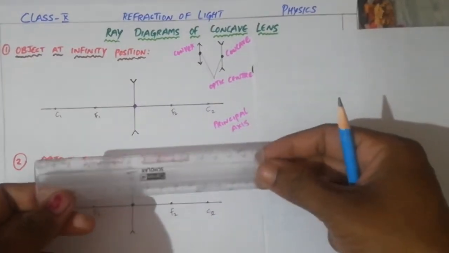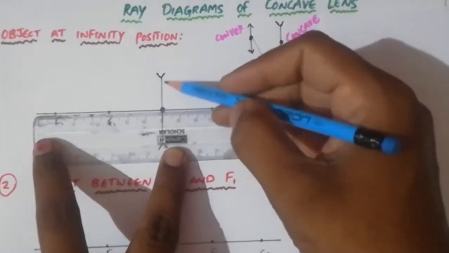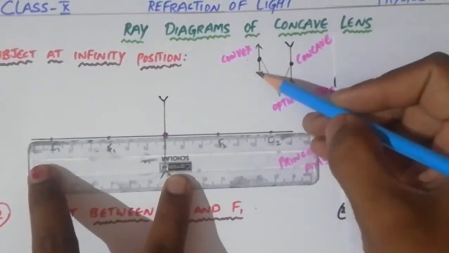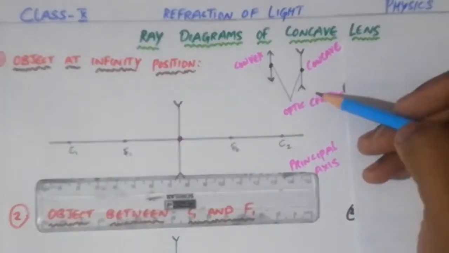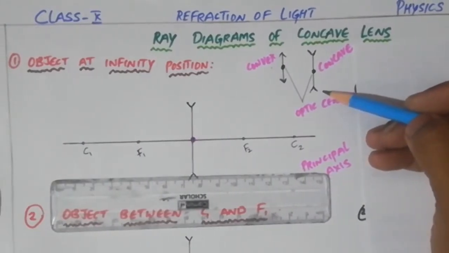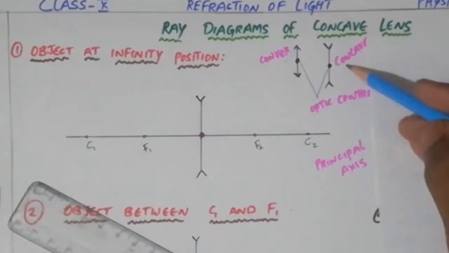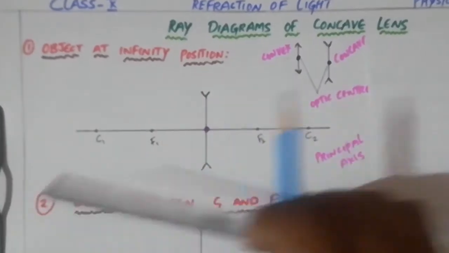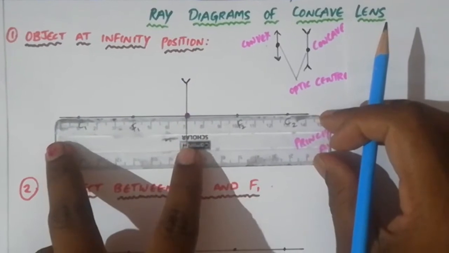Same as the previous measurement, I'm taking exactly the middle. First of all, this is the convex lens representation, curved outwards, with arrow marks outwards, a simple notation. And this one is the concave lens, with arrow marks pointing inwards. So I'm following the concave lens notation. If you follow the exact measurements, then we can get the image formation exactly.